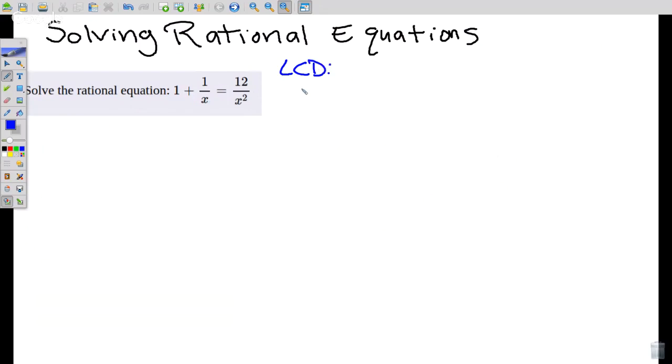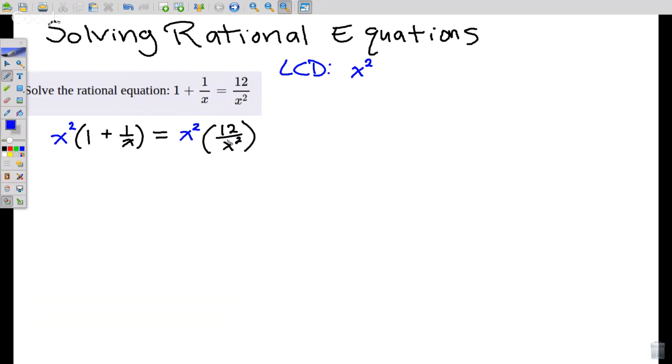So first denominator says it needs an x. Second one says it needs an x squared, so that means we have to bump up the power to a 2. That's going to be the LCD here. Multiplying both sides by that is what we do next. We're going to take that x squared and multiply it on one side, and we're going to multiply it on the other side. And the point of multiplying by the LCD is to eliminate denominators.